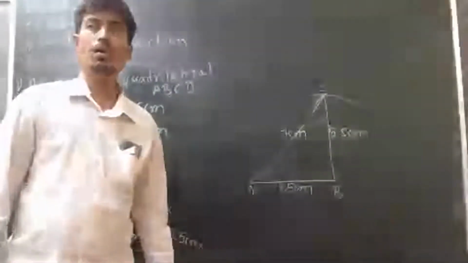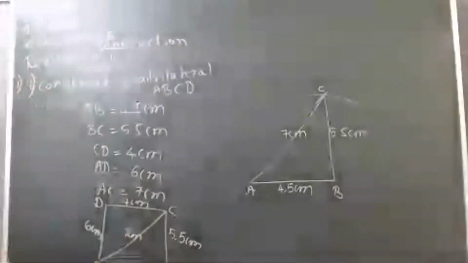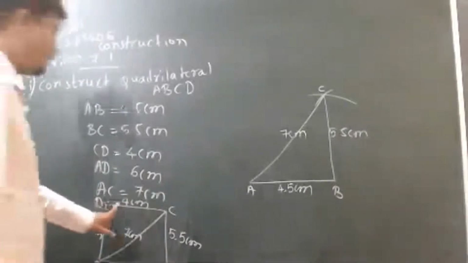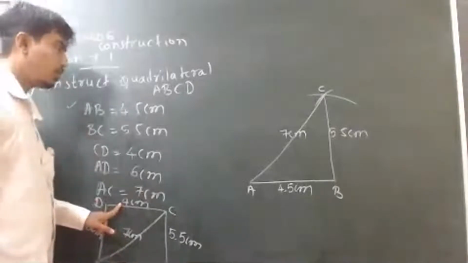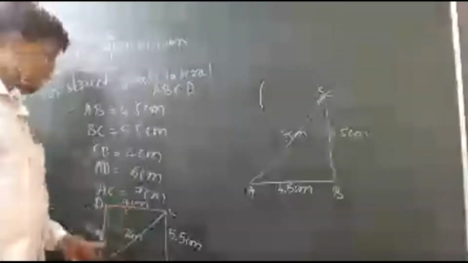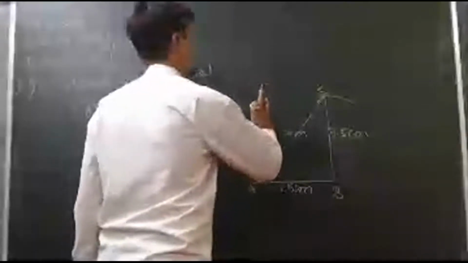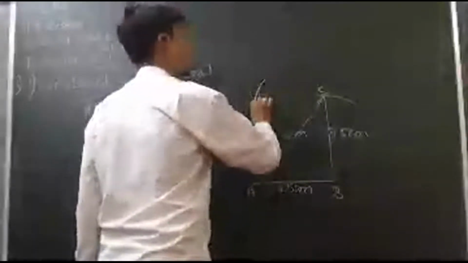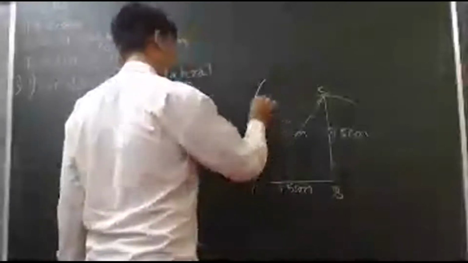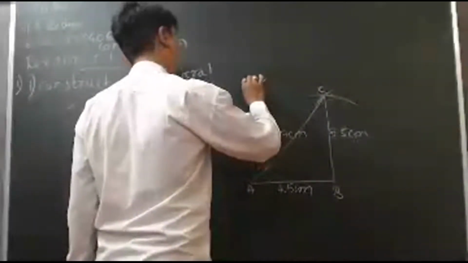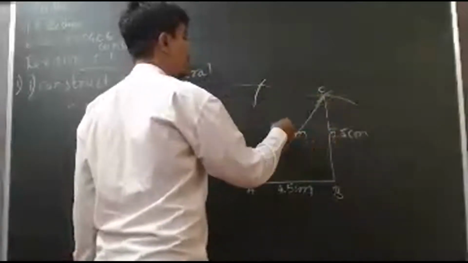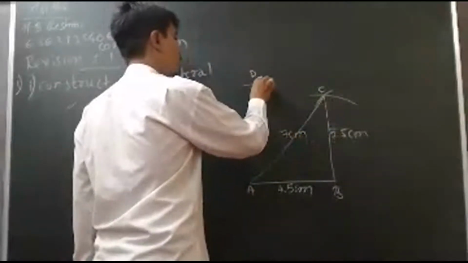Now what we have to do? We have to take the measurement of CD. CD should be how many centimeter? 4 centimeter. And it should be drawn from C point. So if you draw CD, it will be 4 centimeter, and AD should be 6 centimeter. So AD 6 centimeter means keep the compass on A and draw an arc of 6 centimeter. It will be more than this 5.5. Now we got D. Now join this.